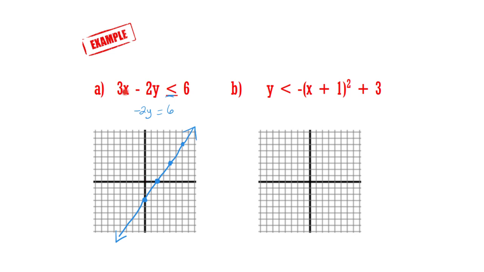If I put 0 in for x and 0 in for y, this whole mess would turn into just 0. And then I ask, is 0 less than or equal to 6? Yes, it is. So that means I want to shade on the side where 0, 0 is.